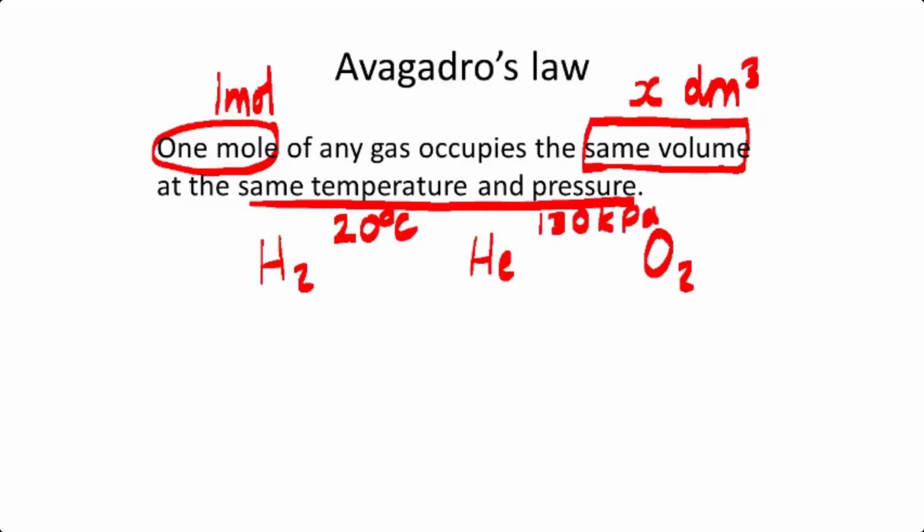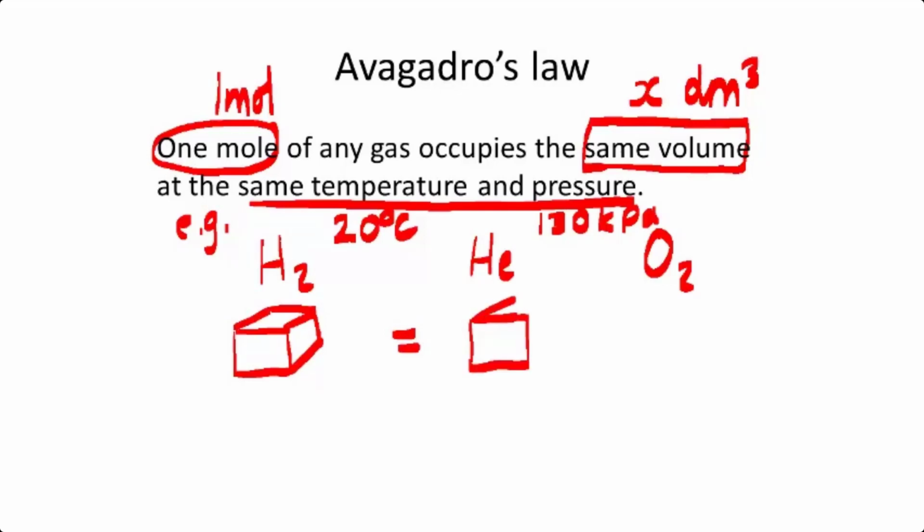It's just an example. So if hydrogen, helium, and oxygen are all at 20 degrees Celsius and 130 kilopascals, then whatever volume the hydrogen takes up at that particular temperature and pressure will be the same volume, trying to make this block look the same size, the same volume that helium would take up, and that would be the same volume that oxygen would take up.